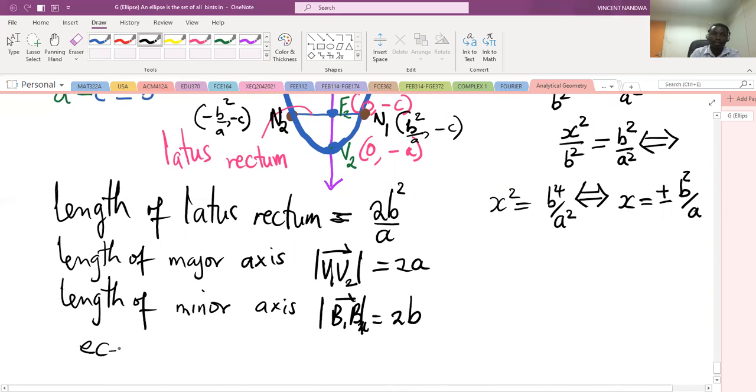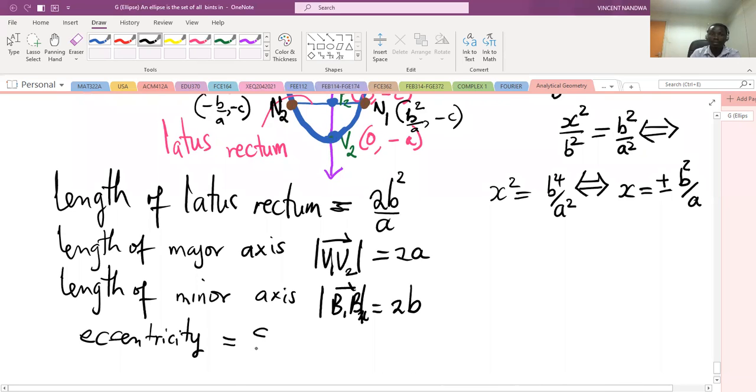And eccentricity, which is the ratio of the distance from the center to the focus over the distance from the center to the vertex, is c over a, and this must always be less than 1. So this is how we analyze the vertical ellipse. Thank you.